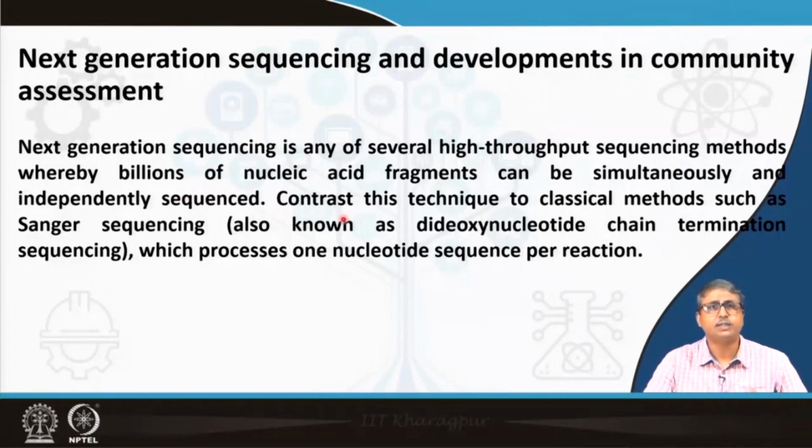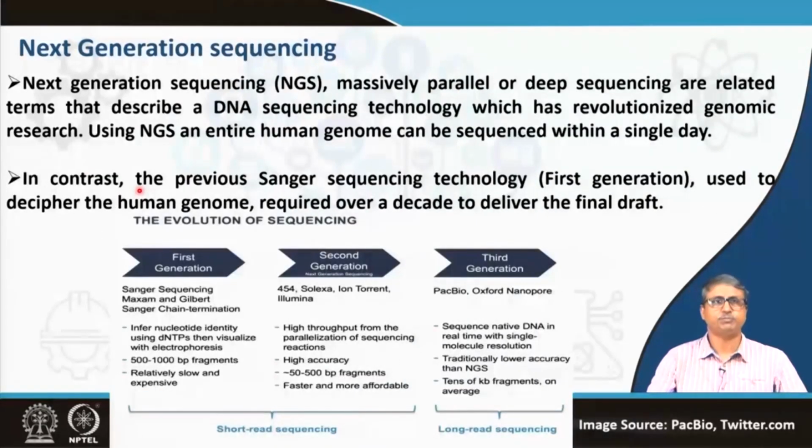Now that is very interesting, and it contrasts with the classical method such as Sanger sequencing, which processes only one nucleotide sequence per reaction. During Sanger sequencing, or first generation sequencing, we are compelled to use a technology or chemistry which handles only one nucleotide sequence at a time per reaction. But here, per reaction, it's billions of different sequences, and these are some information about the different generations of sequencing, like the first generation, second generation and third generation.